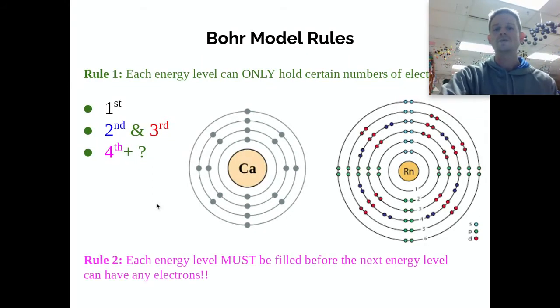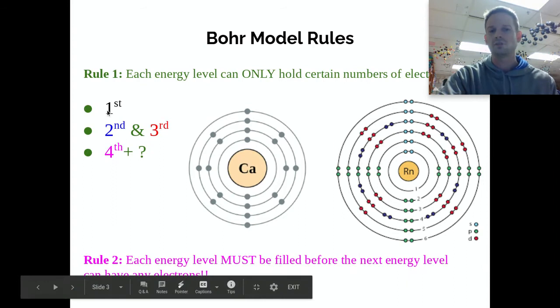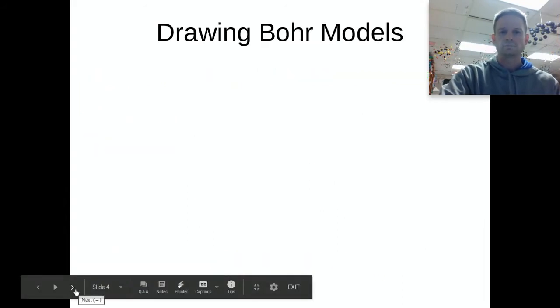The reason we want to know that is for the second rule: each energy level must be filled before we get to the next energy level. So we have to fill energy level 1 to get to 2, and then fill 2 to get to 3, and so on and so forth. All right, so we'll try that right here.